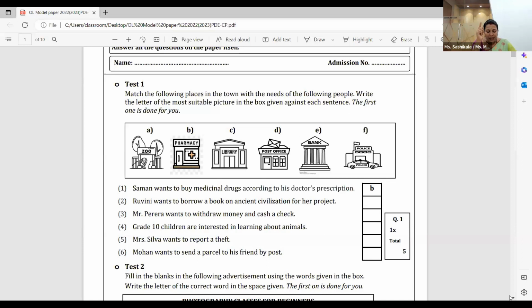When you say medicine and doctor's prescription, you don't go to the police station, do you? Or do you go to the bank? Or the post office? So you can find the answer. What is the answer? B, pharmacy. That's the place where you go to buy your medical drugs, which is prescribed by a doctor. So we found the answer with the keywords from the sentence. Likewise, let us find the answers. I will give you 2 minutes to write down the answer.